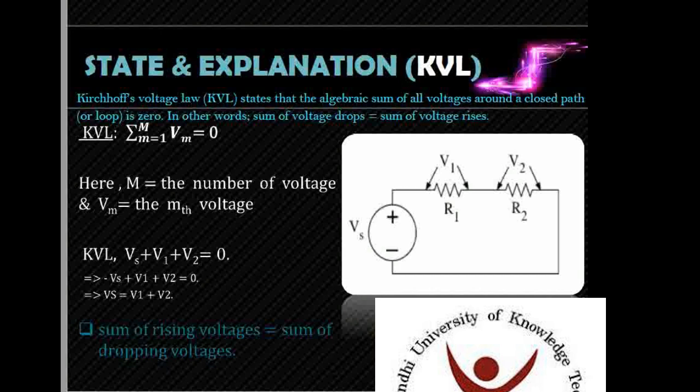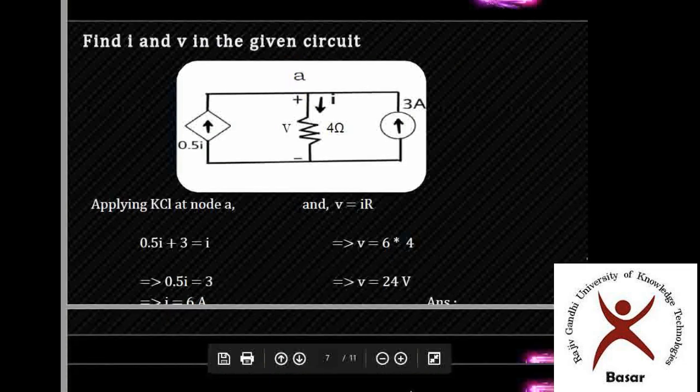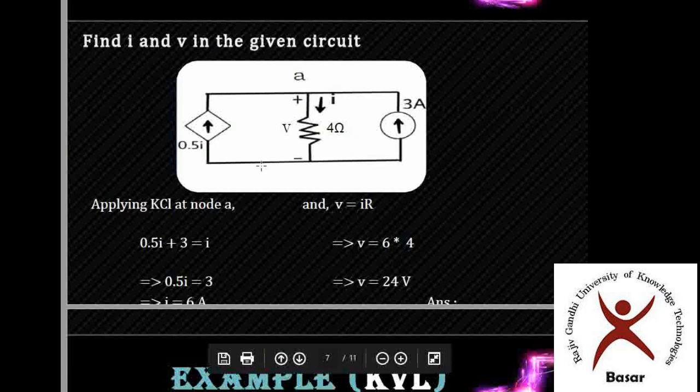Now let us try to understand an example of KCL. We know that KCL is Kirchhoff's current law. That means the sum of currents entering a node equals 0. So I take a node point A here. This point A is a node. According to KCL, the statement is: sum of currents entering equals sum of currents leaving.